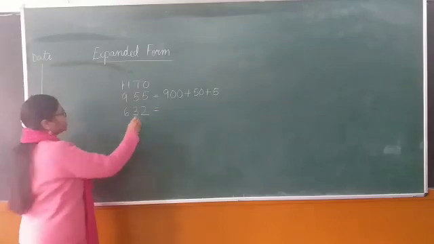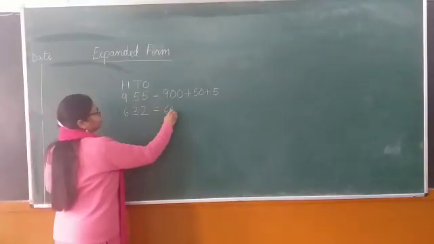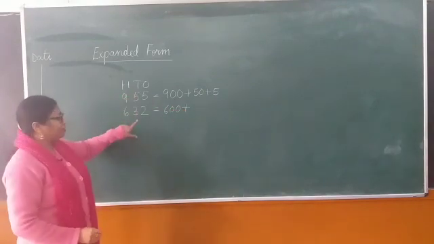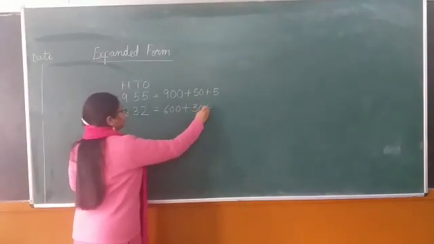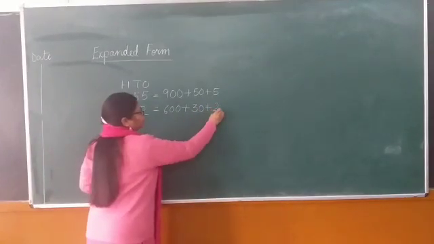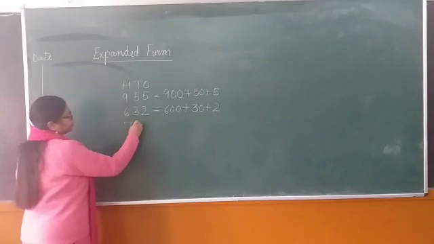Now another example ma'am is going to give you: 632. So 6 is in hundreds place, so we will write 600, plus 3 is in tens place, so we will write 30, plus 2 is in ones place, so we will only write 2. Alright.